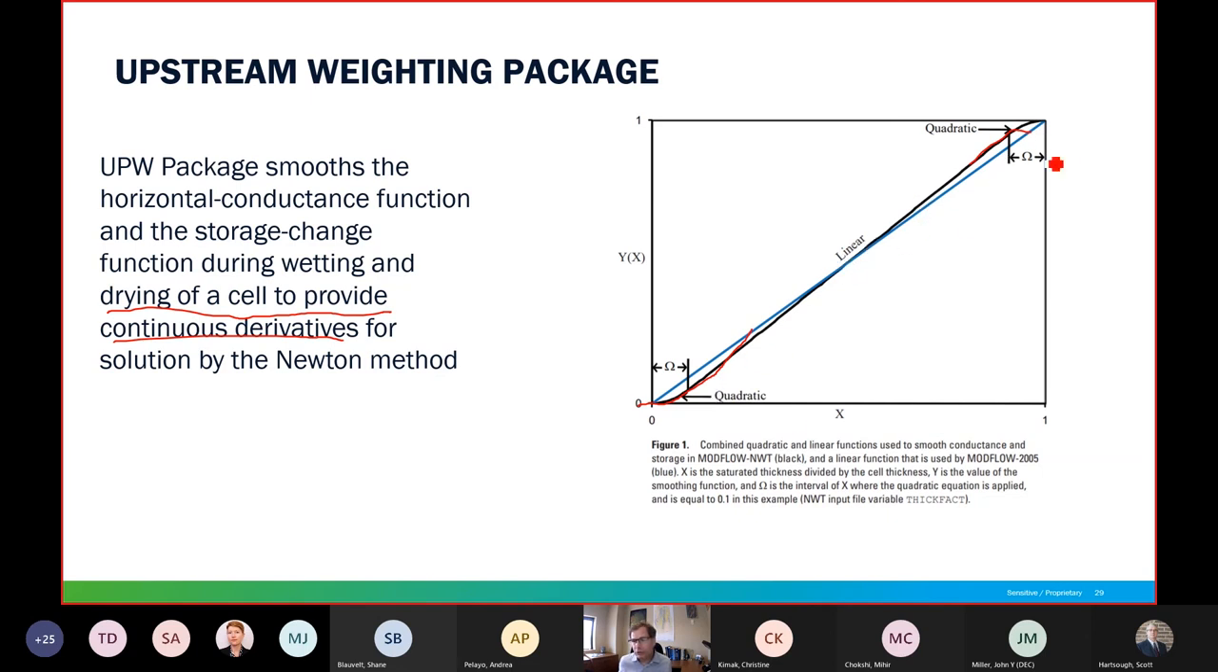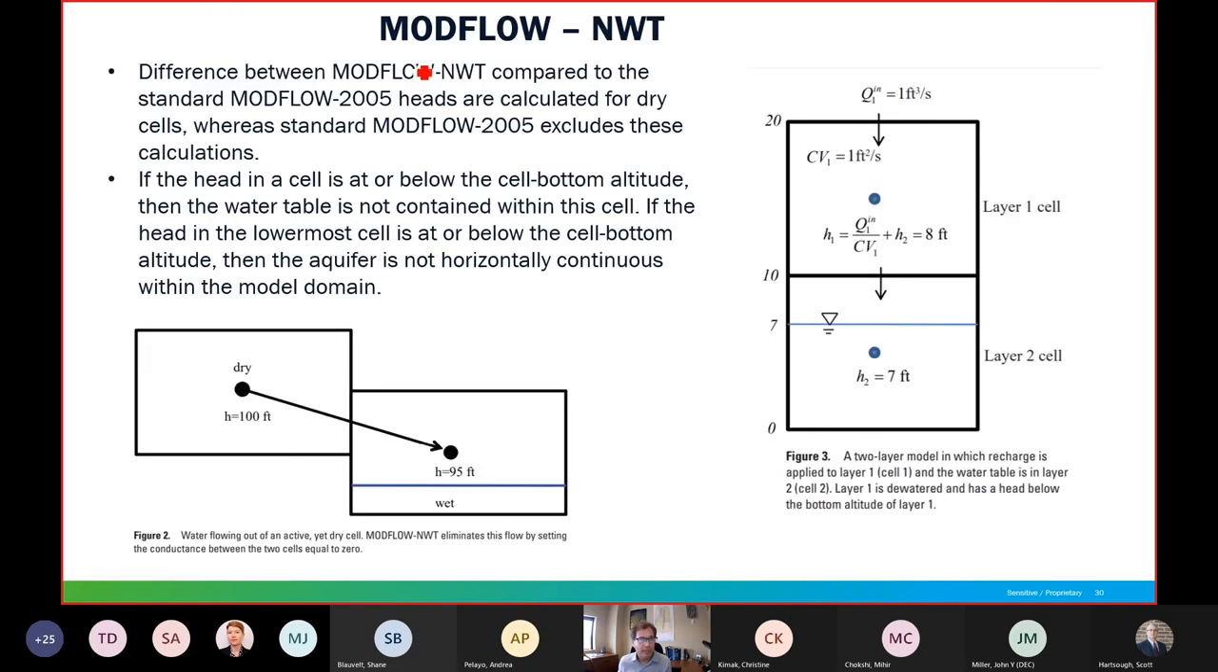And so the linear solution is the blue line. X is the saturated thickness of the cell, and Y is the smoothing function. That smoothing function, which was a mechanism to improve convergence for cell drying issues, was actually improved a lot through the adaptation of this quadratic and being able to smooth more effectively at the ends of this line.